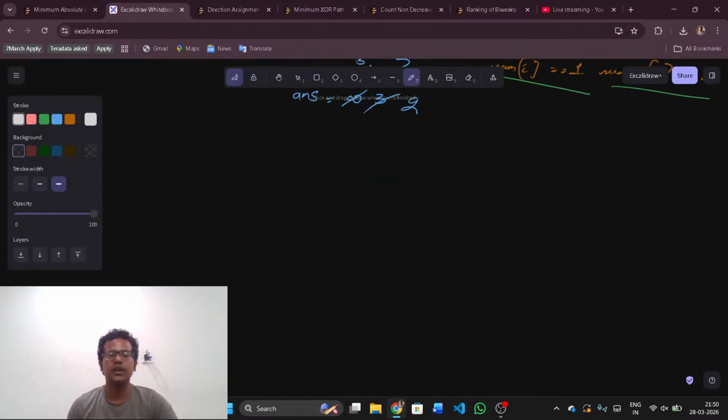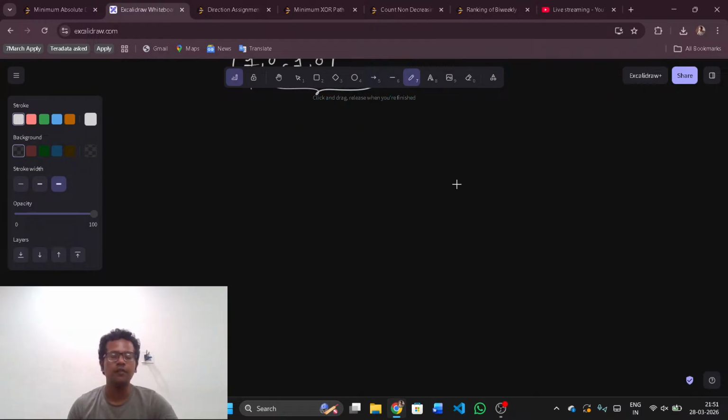The next example, 1, 0, 1, 0, right? So I see a 1 here, but I don't see any 2. So I'll just return -1, as our answer is still infinity. Now if you have any doubts, please don't hesitate to ask me.